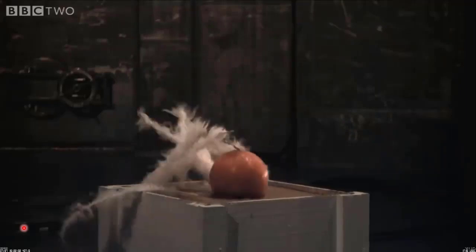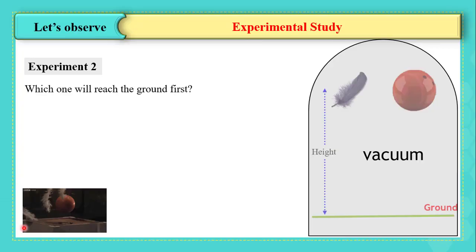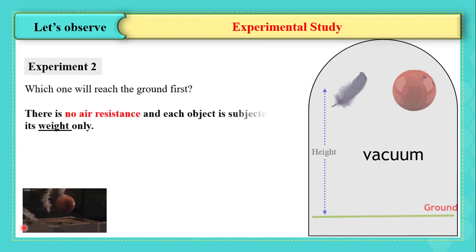Are you expecting this result? What are the forces acting on each object in this case? There is no air resistance and each object is subjected to its weight only. What can we say about the position and the speed of the two objects at any time?